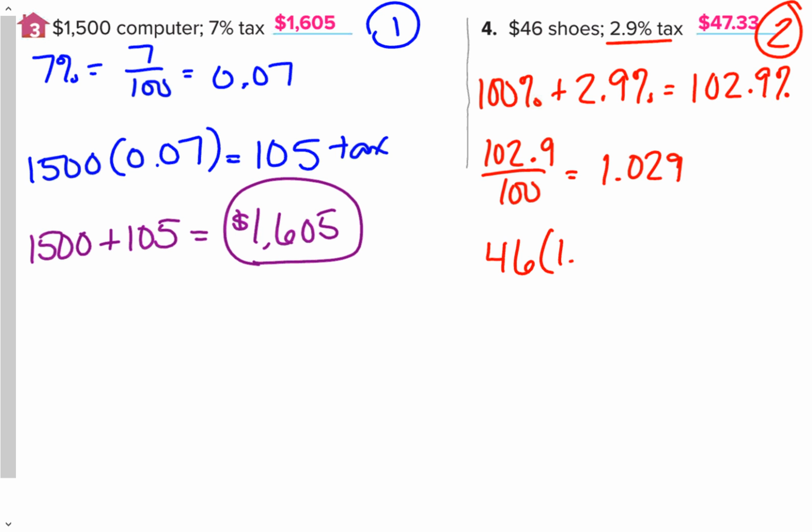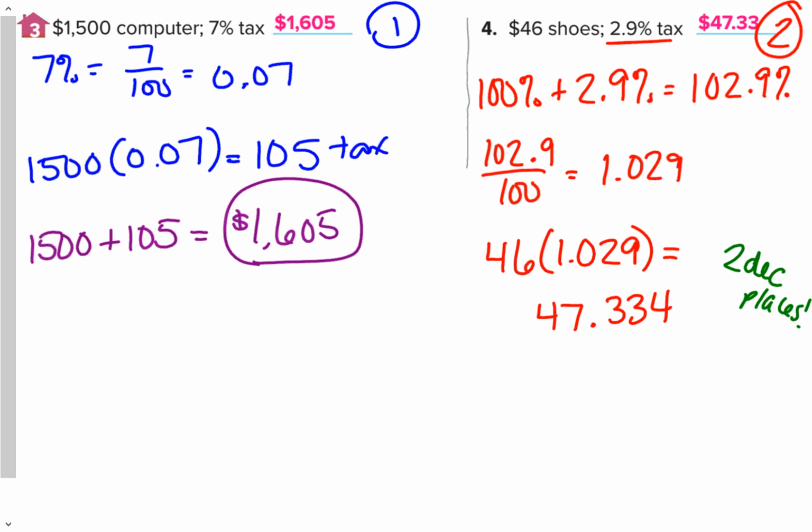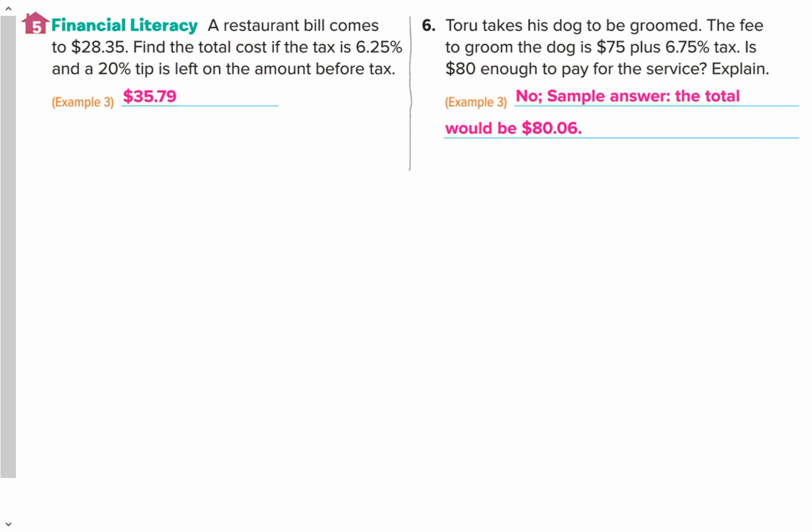So now we're going to multiply $46 times the 1.029. Okay, and this is going to equal 47.334. And remember, we have to round to two decimal places because money is two decimal places. So it stops here. The 4 makes the 3 stay the same, so it's $47.33. All right, here's example number 4. Oh, no, I'm sorry, 5.